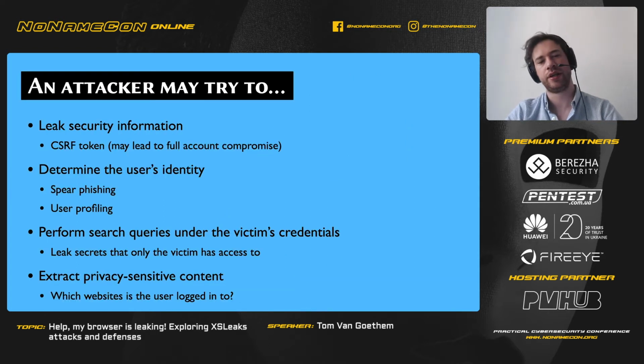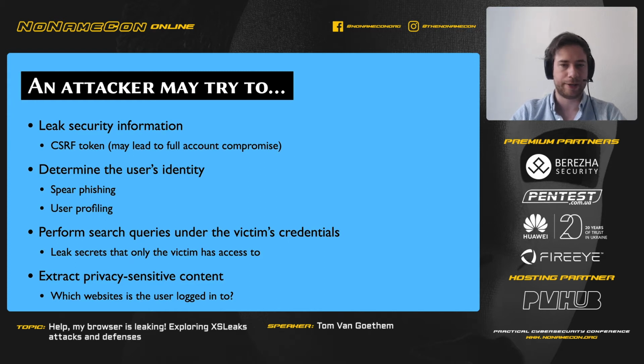An attacker may try to leak certain security information, such as the cross-site request forgery token. If that happens, that may lead to a full account compromise. For instance, the attacker could change the email address and passwords of the victim. Another thing is that the attacker may try to determine the identity of the user by using a spear phishing attack, or try to use it for profiling the user.